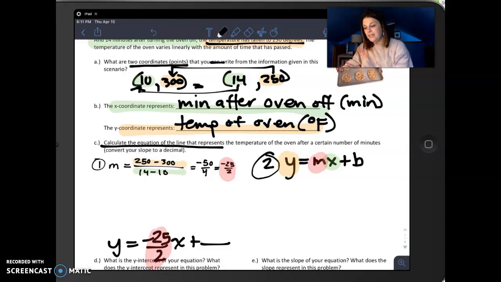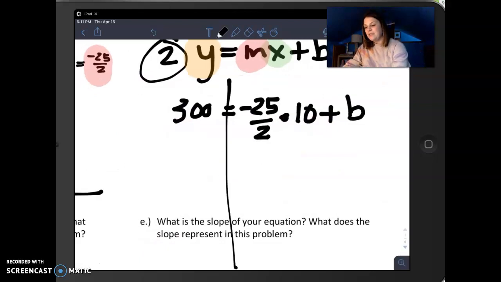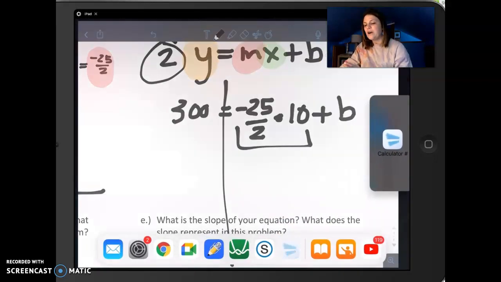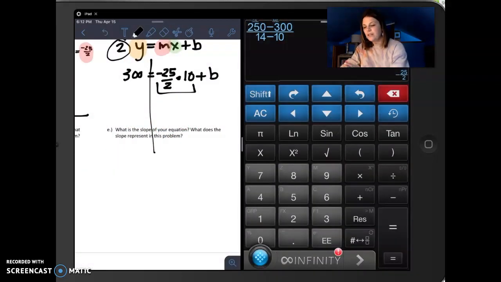All right, let's plug it in. We have 300. We have m is negative 25 over 2. We know that when two letters are next to each other, it just means multiply. So we're going to put times 10 there, and then plus b, because b is what we want to find. So we just leave it as b. If you have multiplication in an equation you're supposed to solve, you have to do that first before you solve. If your multiplication with fractions skills are a little rusty, that's totally fine. You can just use the calculator.